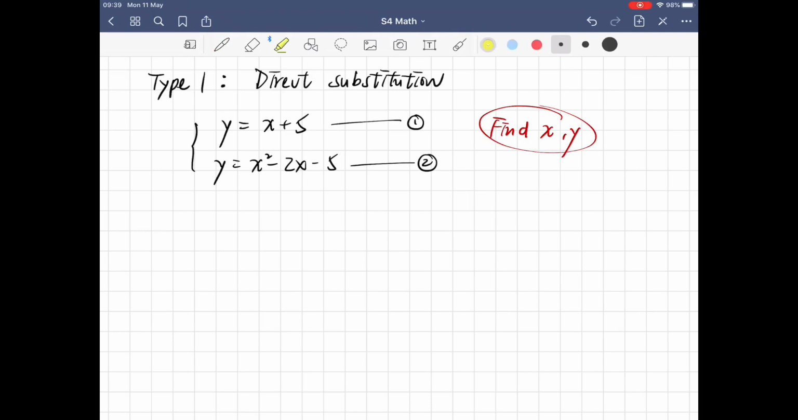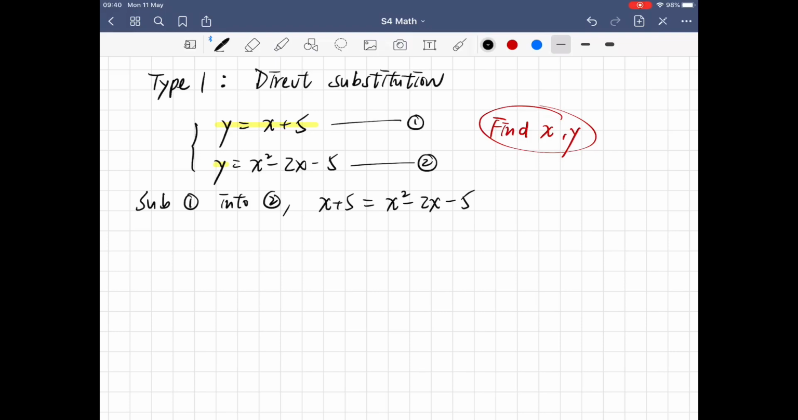Okay, so in this type of question, we can use the direct substitution. We substitute the first equation, y equals to x plus 5, into the second equation, y. Okay, so that we substitute 1 into 2, and we have x plus 5 equals to x squared minus 2x minus 5.